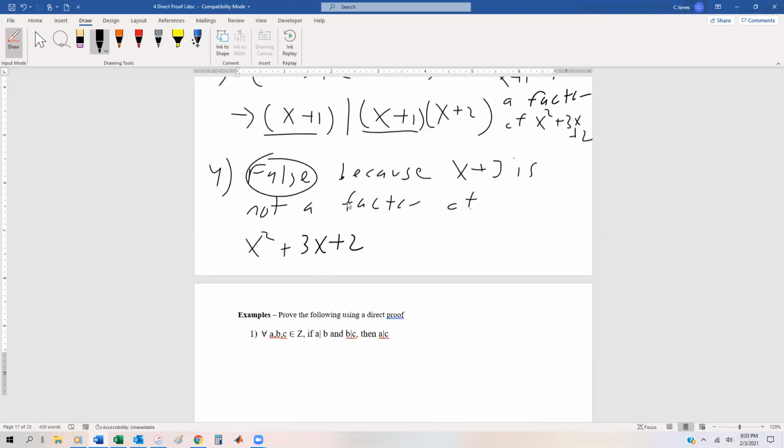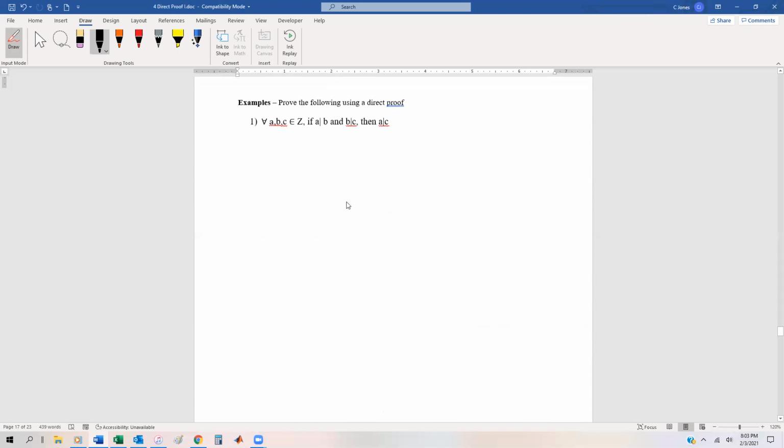Now, let's take a look at at least one example in this video, and then in the next video we'll take a look at two more examples of direct proofs involving divisibility. This is a pretty common one. This is called the transitivity property. For all integers a, b, and c, if a divides b and b divides c, then a divides c. Very common classic sort of proof that we're going to do here.